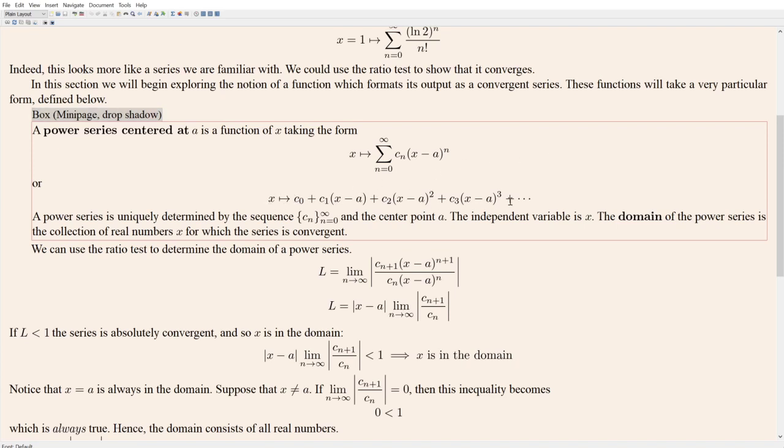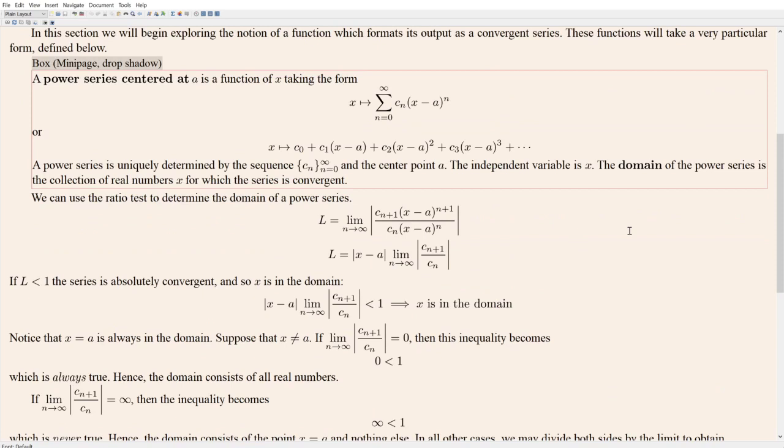In other words, it's this, right? I'm just writing this out so you can see more clearly the pattern here. So these C's are just some sequence, and this A is some number. So the sequence C sub n and the center point A, those are the data of the power series. A power series is uniquely determined by that sequence and that center point. X is the independent variable, and because this is a function, it makes sense to talk about the domain. So the domain of this is the collection of numbers x for which this series converges.